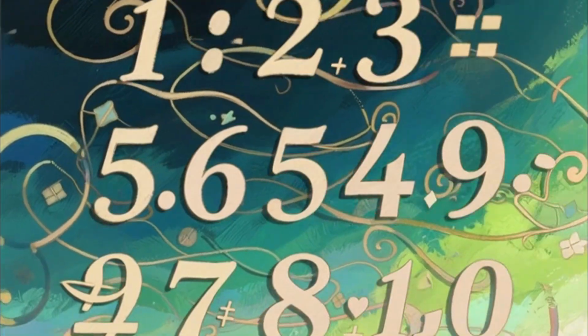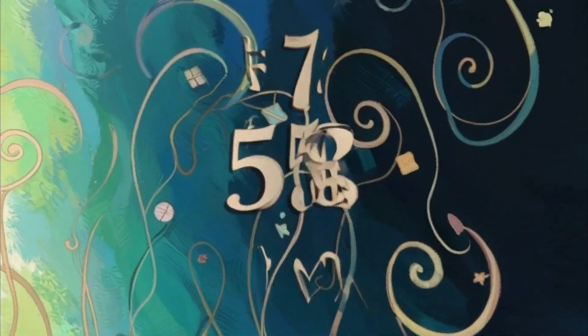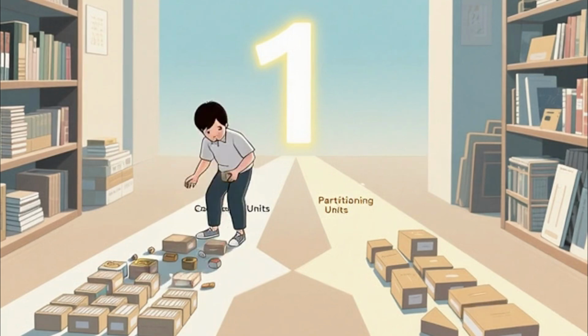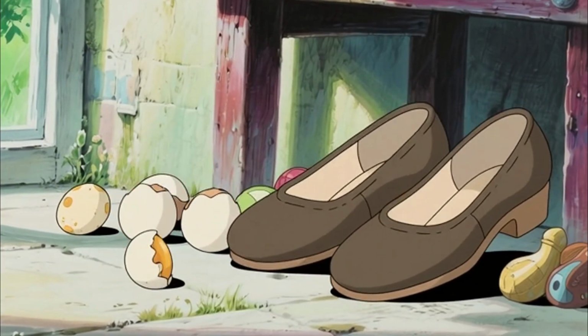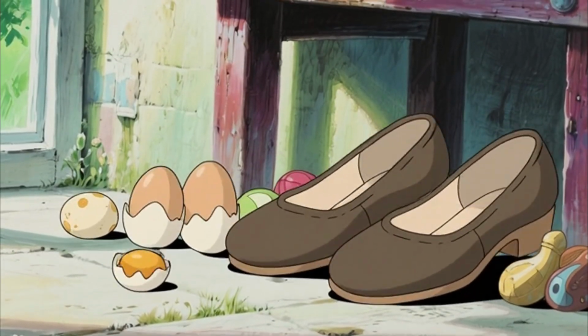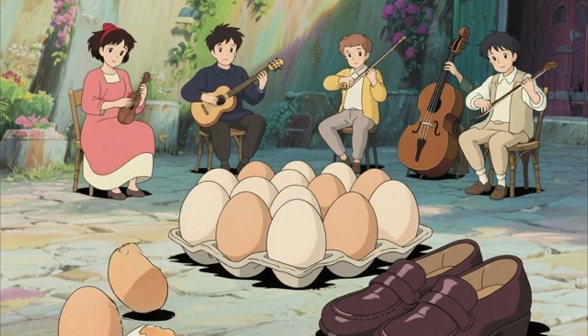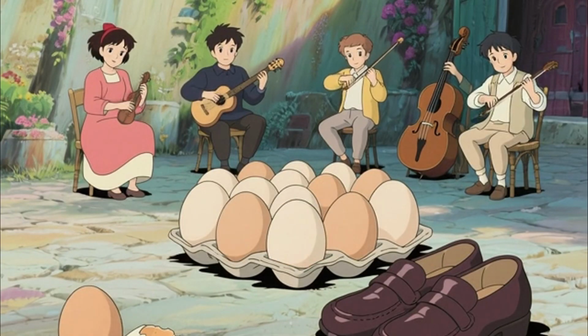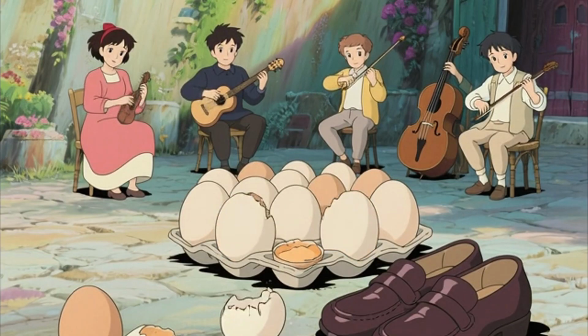Our entire number system is built on this ability to change what we count as 1. We do this in 2 main ways: composing and partitioning units. When we compose, we take smaller things and group them together to make a bigger 1. For example, 12 individual eggs make 1 dozen. 2 shoes make 1 pair. 4 musicians playing together make 1 quartet.